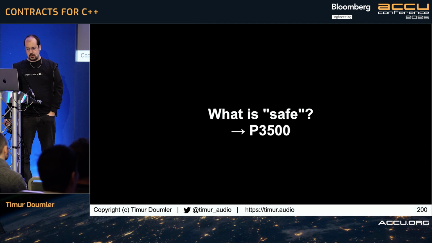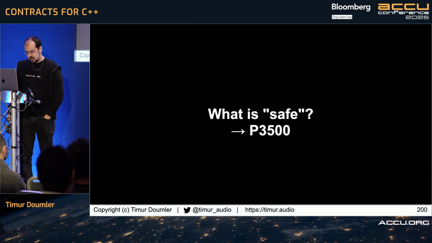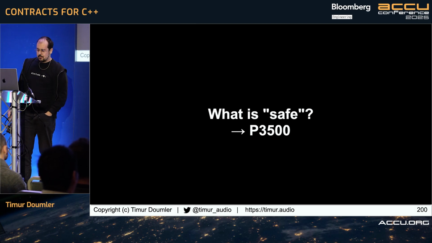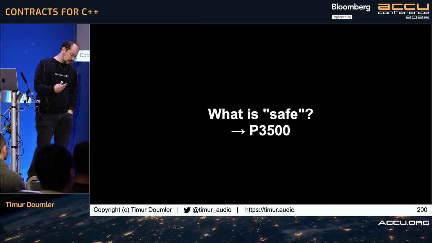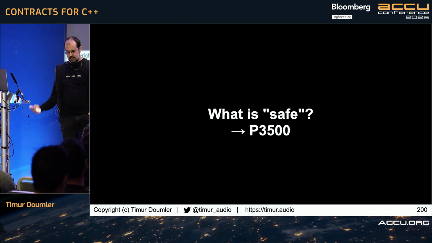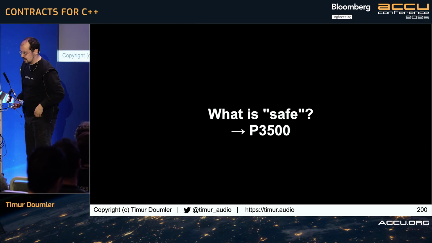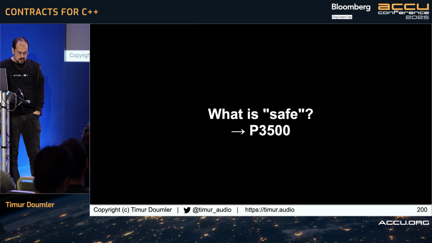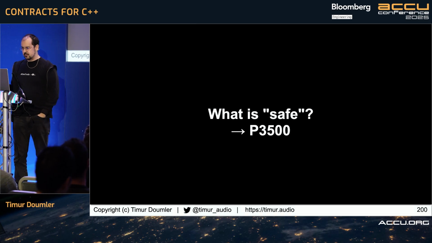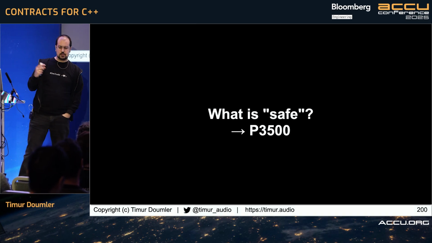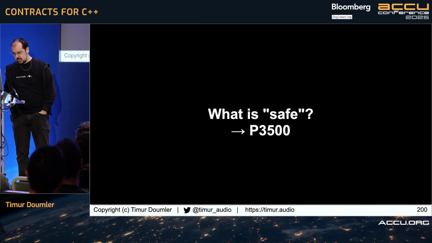And I wrote this paper about it, P3500, which you can read. It goes into a lot more detail. But basically, the problem is that people are saying safe when we talk about C++, and they mean very, very different things. So they talk past each other all the time. And that's kind of what's been happening here. And I suggest that we stop doing this. We just don't say safe this, safe that. We actually say what we mean.